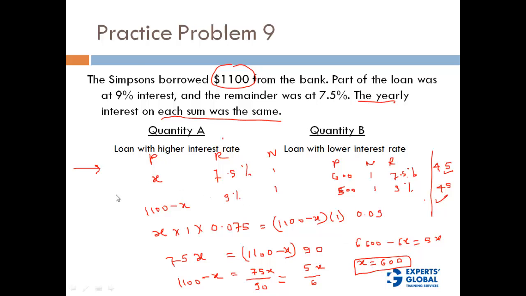Okay, this is a quantitative comparison. So we'll have to see which one is greater. So this X is greater than 1100X. So the loan with the higher interest rate, that is this amount, is the smaller one, right? So the answer is going to be B. The loan with the lower interest rate is higher. Answer is going to be B.